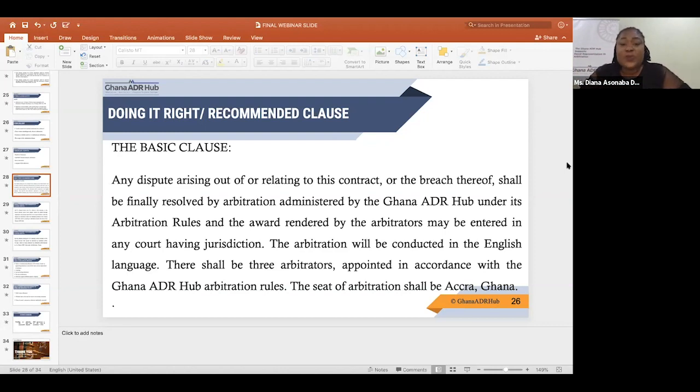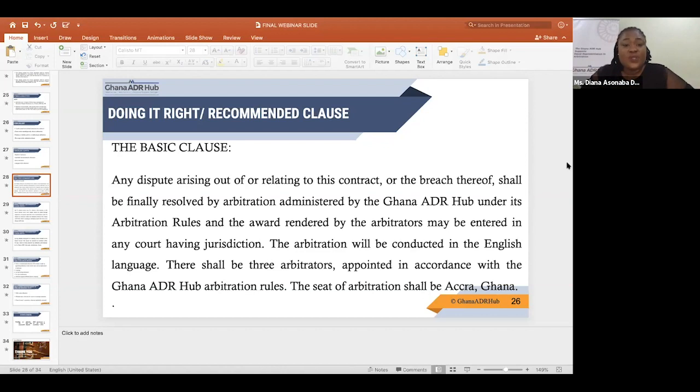I have here: any dispute arising out of or relating to this contract or the breach thereof shall be finally resolved by arbitration. Now, this issue about "finally resolved by arbitration" brings up the interpretation where in some jurisdictions, especially on issues of enforcement, arbitration may be final and binding in some jurisdictions and may not. Some parties would want to state specifically that the arbitration clause is final and is binding on parties. That's why we have this provision there.